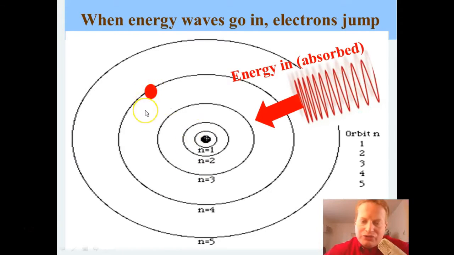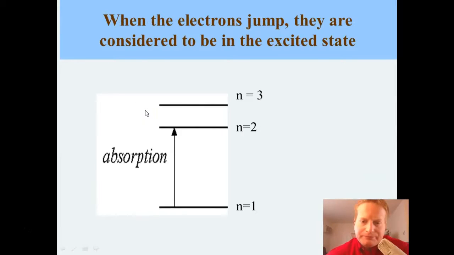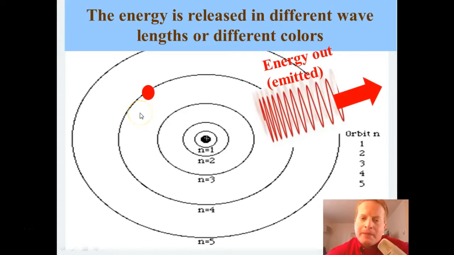This electron has just jumped up a couple levels. Now, we call that the excited state of the atom when those electrons jump, because they're temporarily very excited as the energy is absorbed. So here we see it went from energy level 1 to energy level 2. Now what goes up must come down, right? So eventually that energy is going to be released in different wavelengths or different colors.